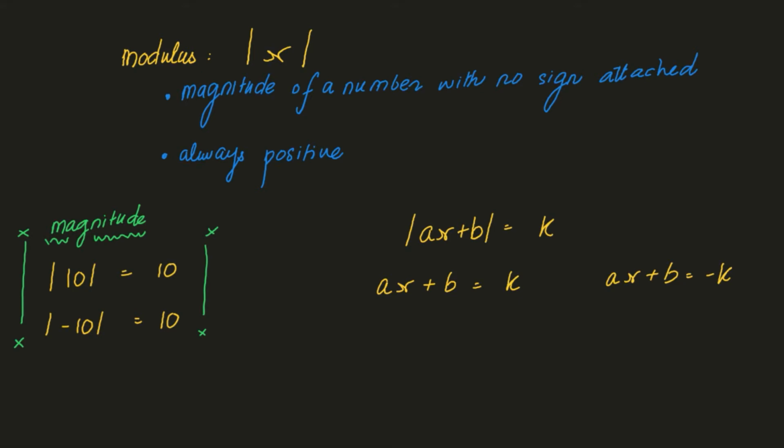So whenever you need to open up a modulus, for example, when you have modulus of ax plus b is equal to k, to remove this modulus, you're going to associate both the positive and the negative sign on the other side. ax plus b could be k, or ax plus b could be minus k. So that's basically the basics of modulus.